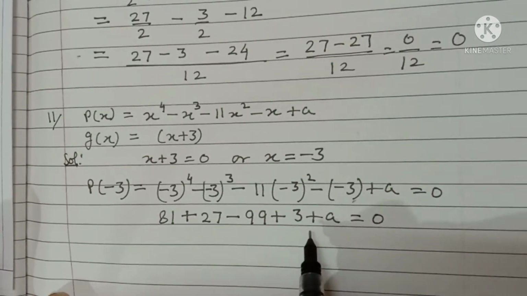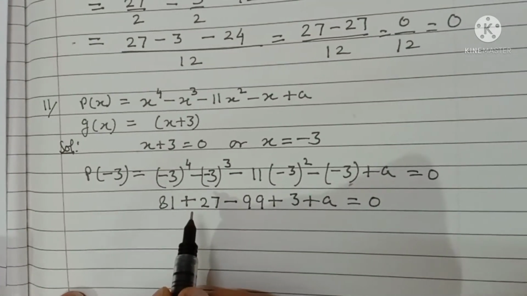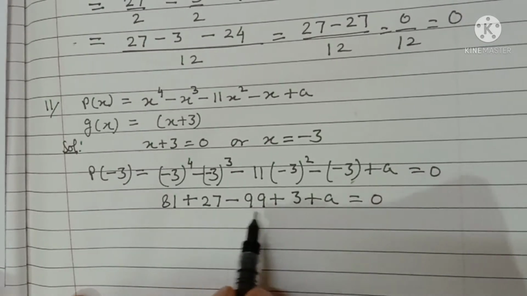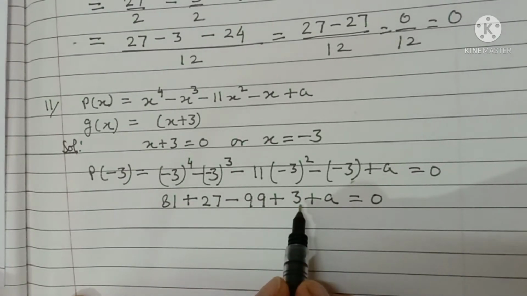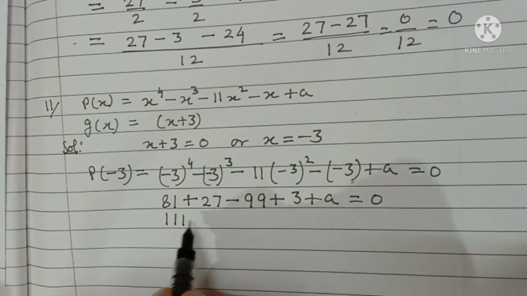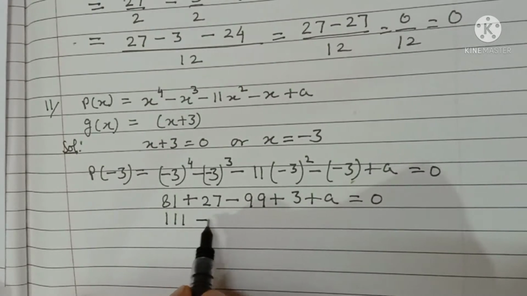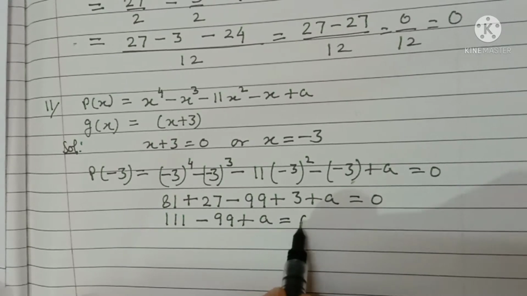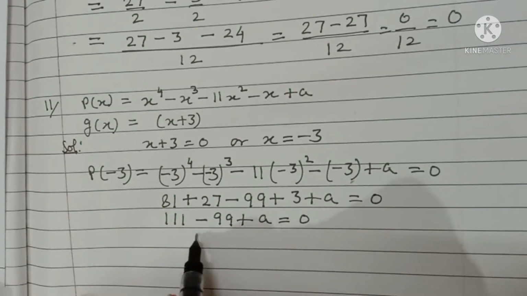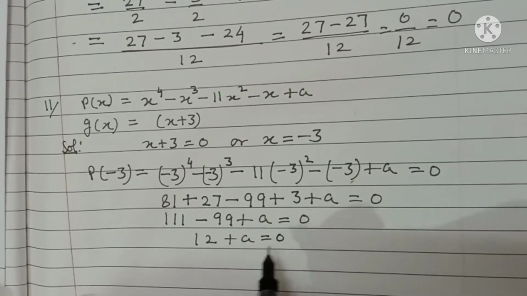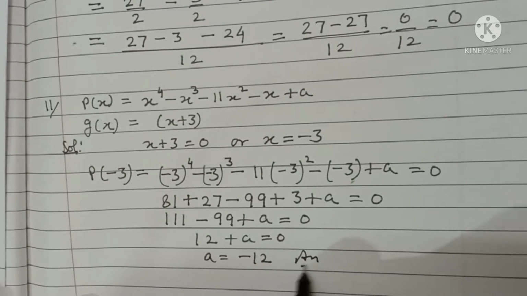Now solve it. Add these numbers, 81, 27 and 3, you will get 111 and minus 99 plus a is equal to 0. Subtract it, you will get 12 plus a is equal to 0, or a is equal to minus 12. This is the answer.